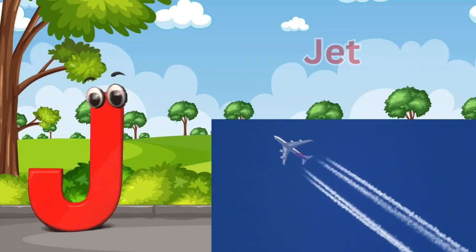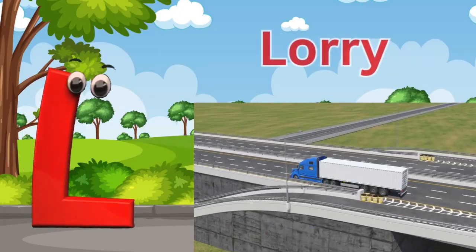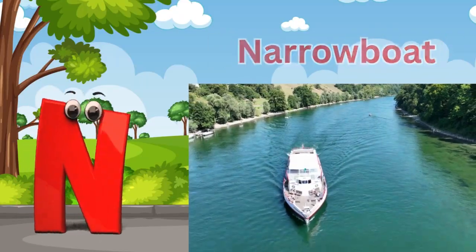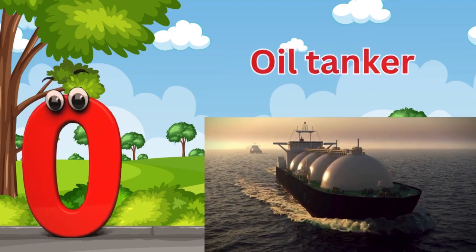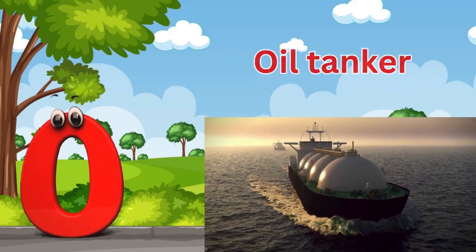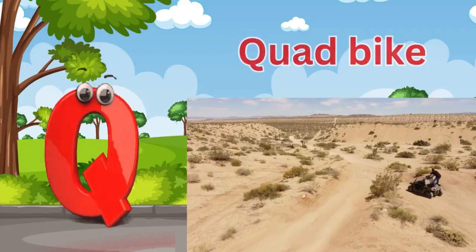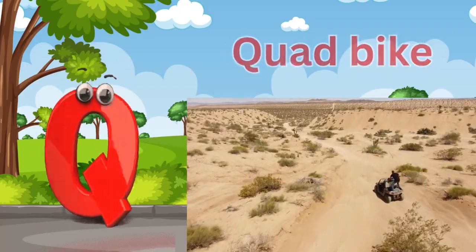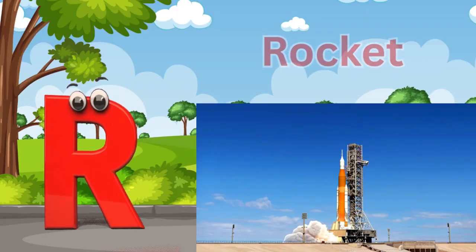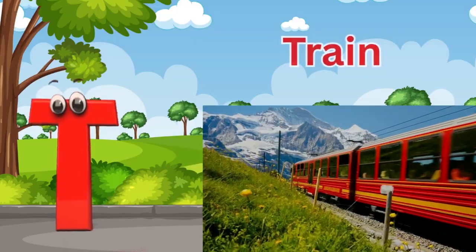J is for jet. K is for kayak. L is for lorry. M is for motorbike. N is for narrowboat. O is for oil tanker. P is for police car. Q is for quad bike. R is for rocket. S is for submarine.